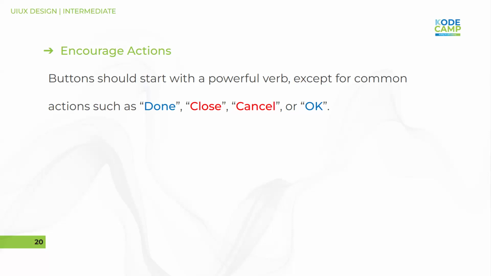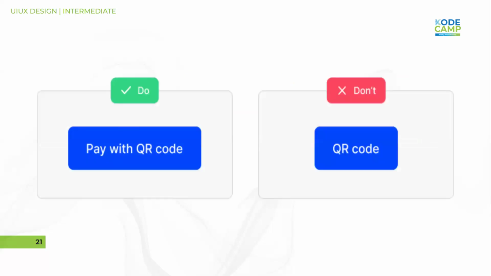Buttons should start with a powerful verb, except for common actions. There's no way we can bypass this particular UX writing rule. It cannot be anything more than done. It cannot be anything more than close. So for payments, you cannot just say QR code. What is the user doing? The best practice is to write pay with QR code. Now the user knows, oh, I am paying with a QR code. This is one of the UX writing tips: pay with your QR code. Don't just write QR code while designing.